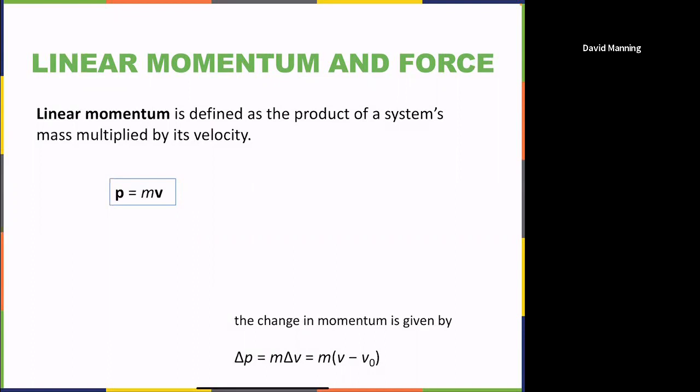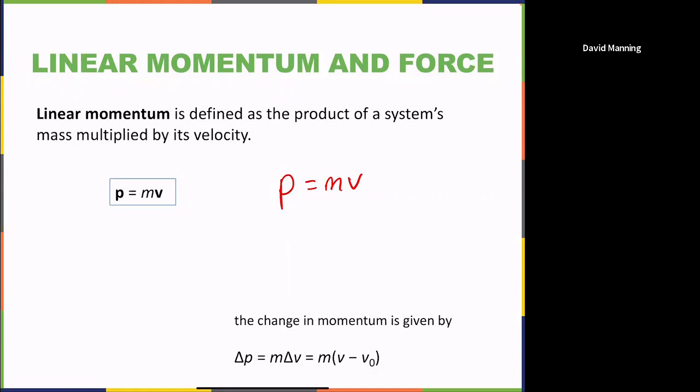Today's lesson is on linear momentum and force. Linear momentum is defined as a system's mass multiplied by its velocity. The symbol for momentum is P. I'm not quite sure why, but that is it. It's a product of mass times velocity. This is just a concept.